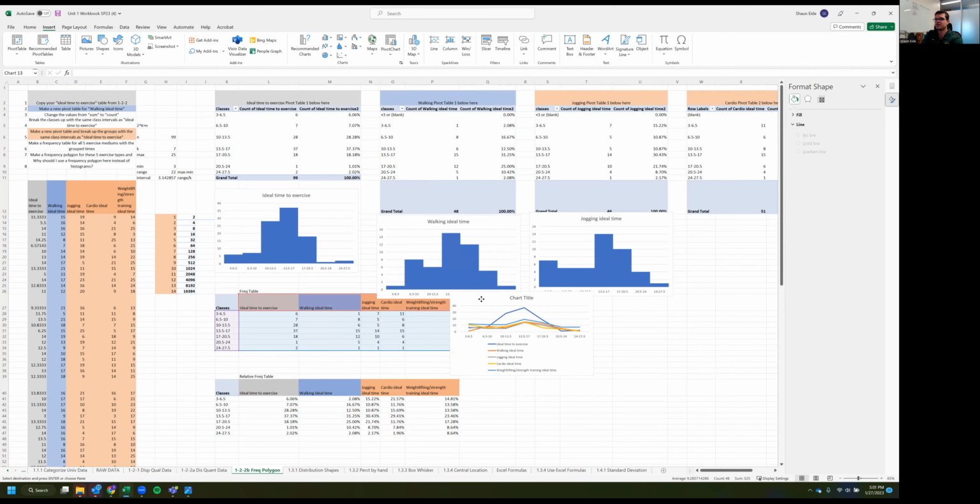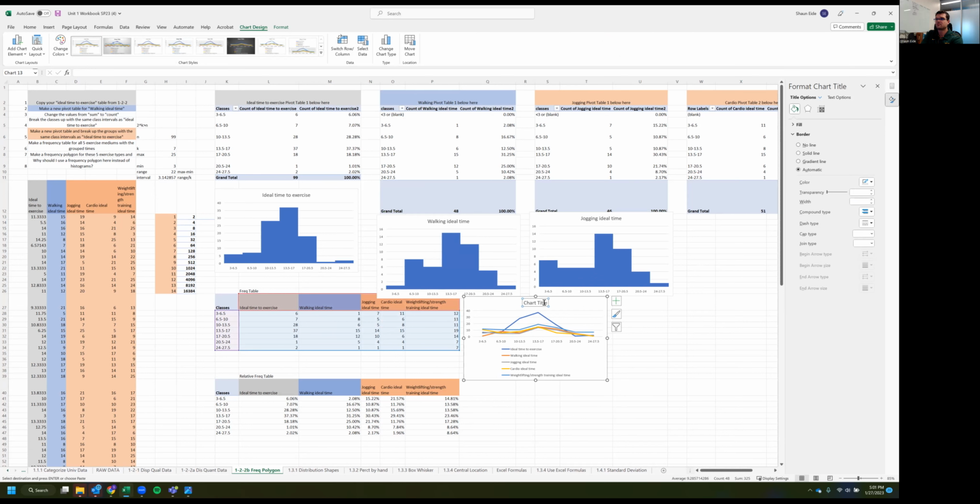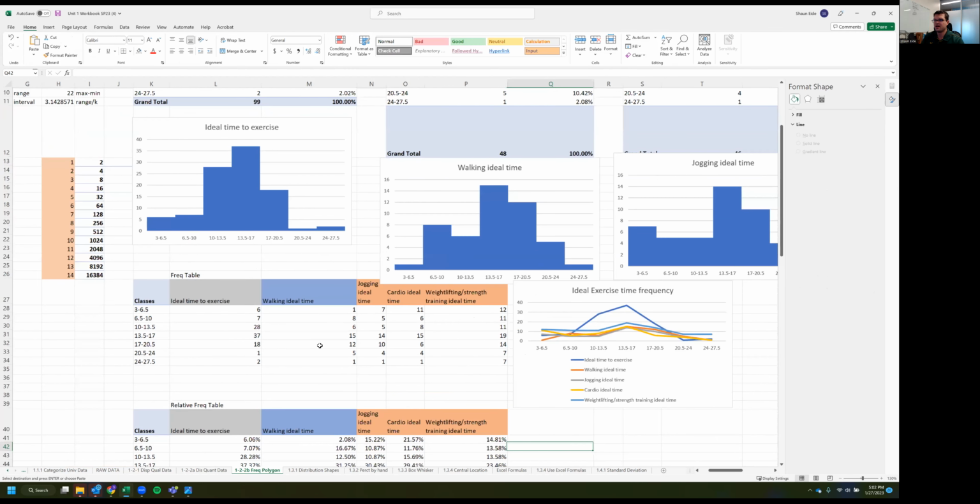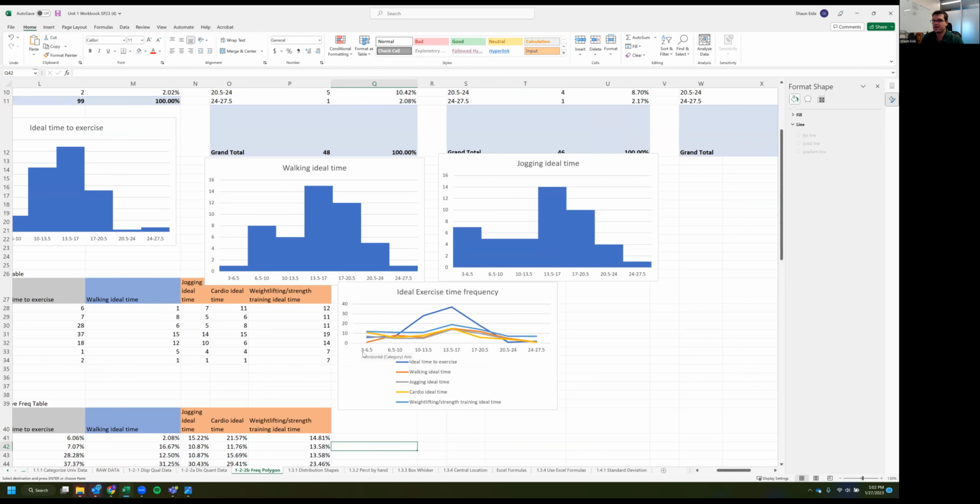And so we've got a frequency polygon. And then you can change the title, ideal exercise time frequency. Okay. And so you see these are all the different ideal exercise times. And you got 3 to 6.